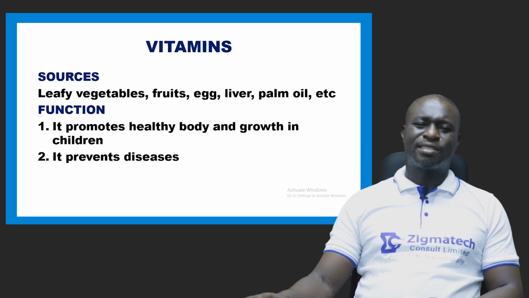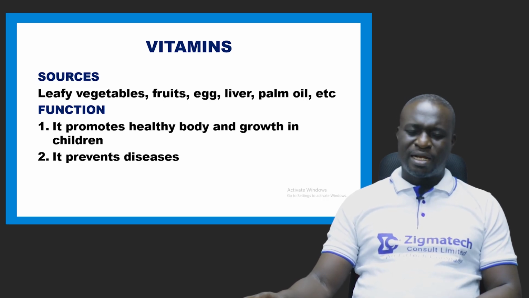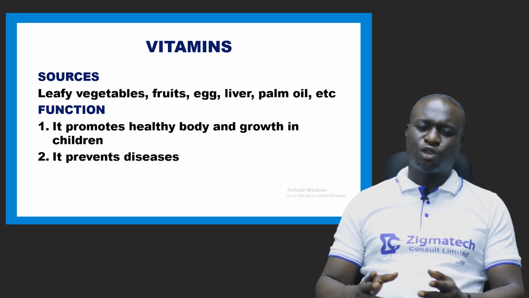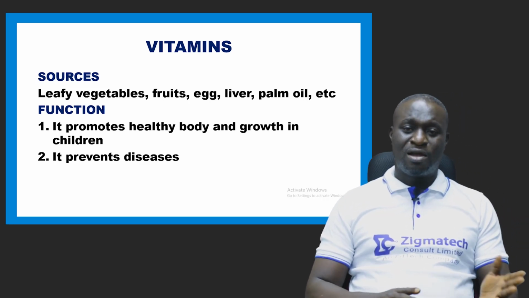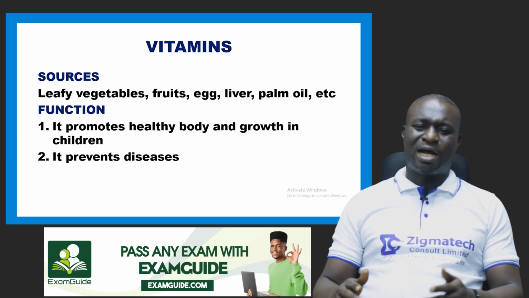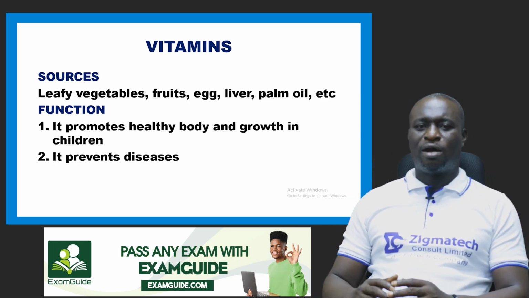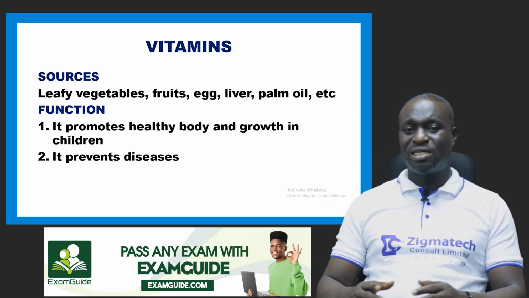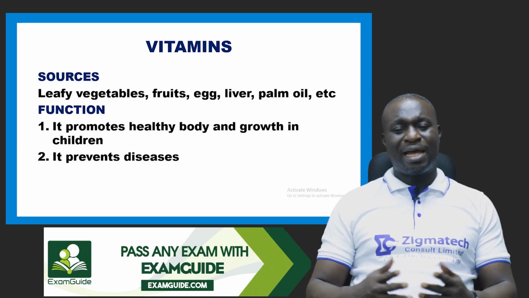The next one is vitamins. Now, what are some of the sources of vitamins? I was actually trying to mention one or two things about vitamins on the fats. So we have the fat-soluble vitamins, and then we have the water-soluble vitamins. Now, we have also vitamin A, vitamin B, vitamin C, vitamin D, E, and K.